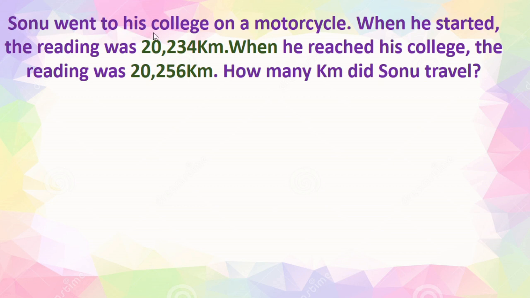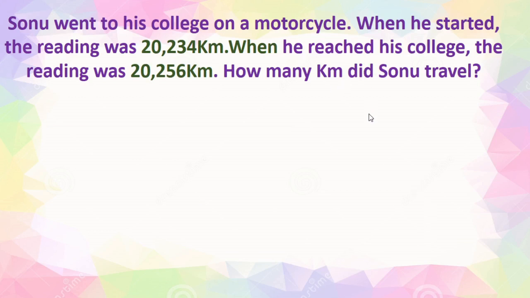Sonu went to his college on a motorcycle. When he started, the reading was 20,234 kilometer. Here, this reading was on bike. When he reached his college, the reading was 20,256 kilometer. How many kilometer did Sonu travel? What to do? Which operation we have to follow? Subtraction.